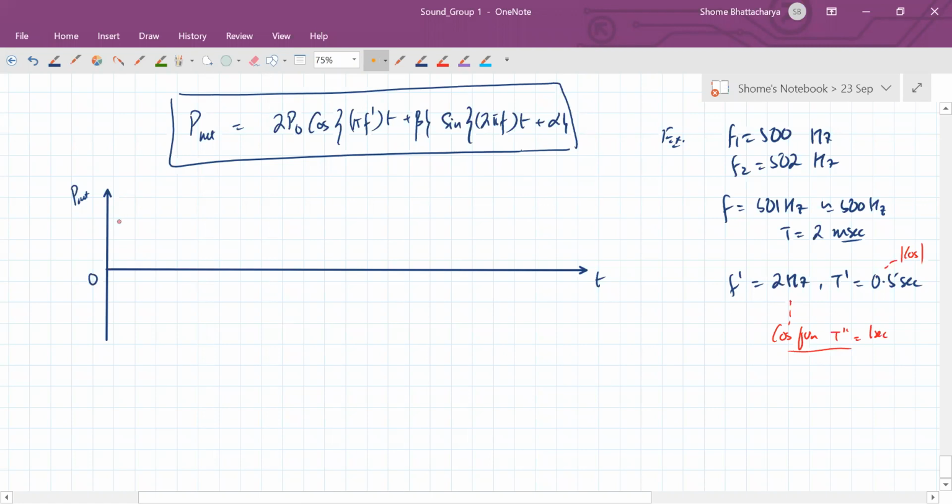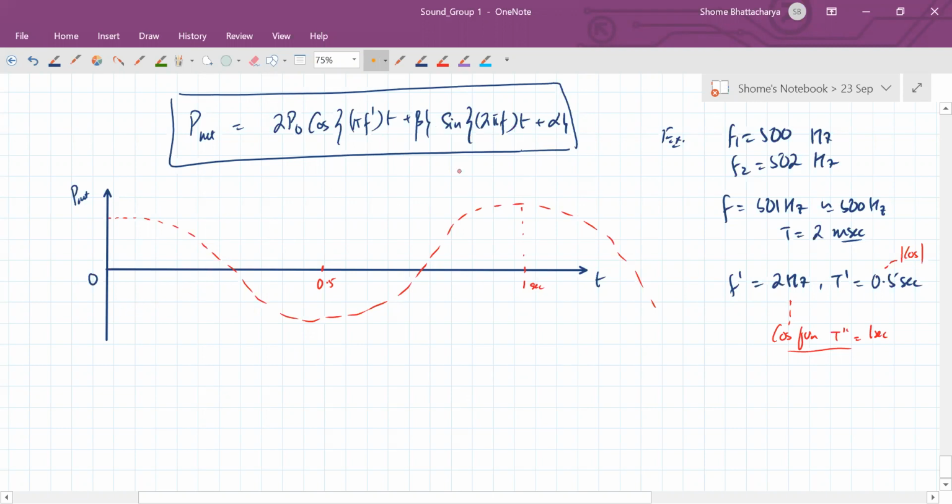So let's say this is that cos function. This would be 0.5 seconds, this would be 1 second, like this. Okay. But this one has a time period that's much shorter. So when we multiply the two of them, this envelops this.